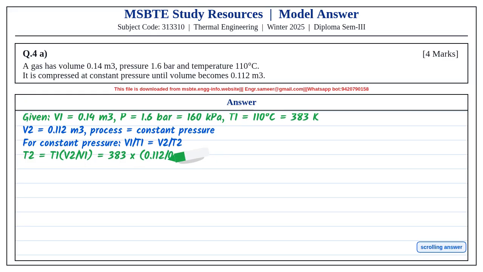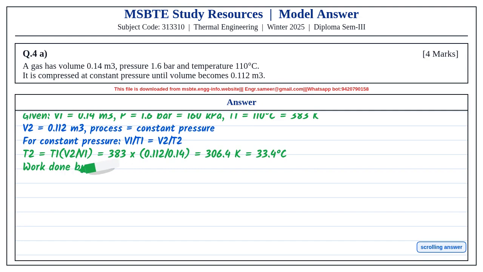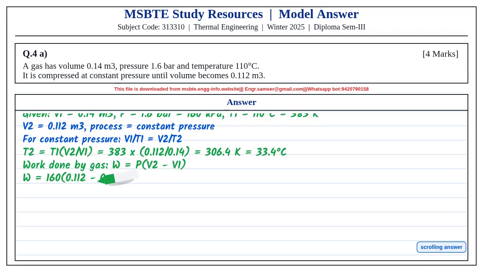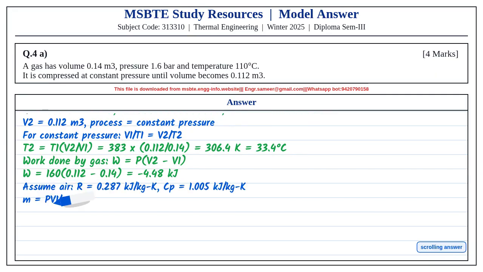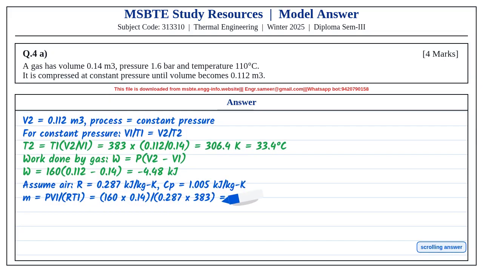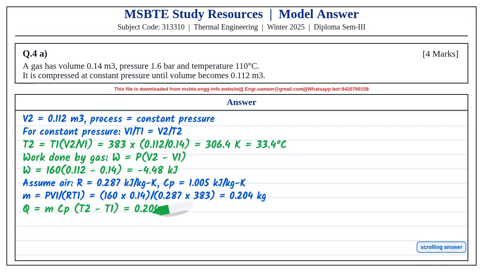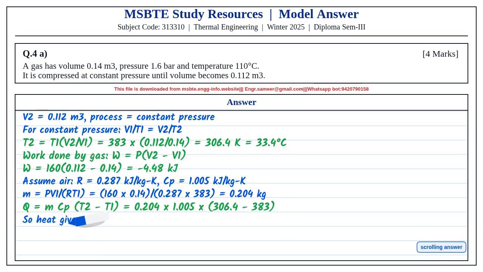So T2 is 306.4 Kelvin or 33.4 degrees Celsius. Work done by gas is P into V2 minus V1, equal to minus 4.48 kJ. For air, mass is calculated using P V1 by R T1, giving 0.204 kg. Heat transfer is m Cp into T2 minus T1, equal to minus 15.7 kJ. Therefore, heat given out by gas is 15.7 kJ.